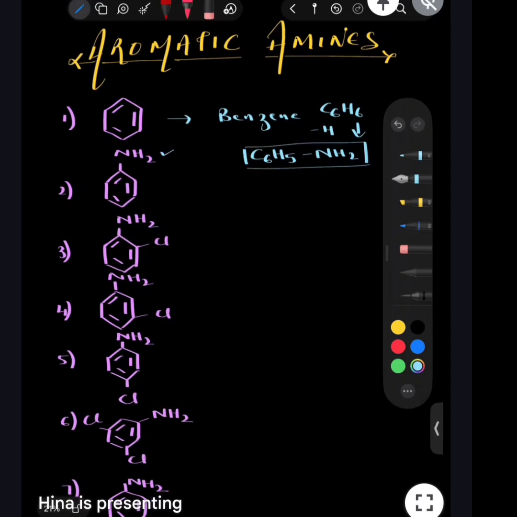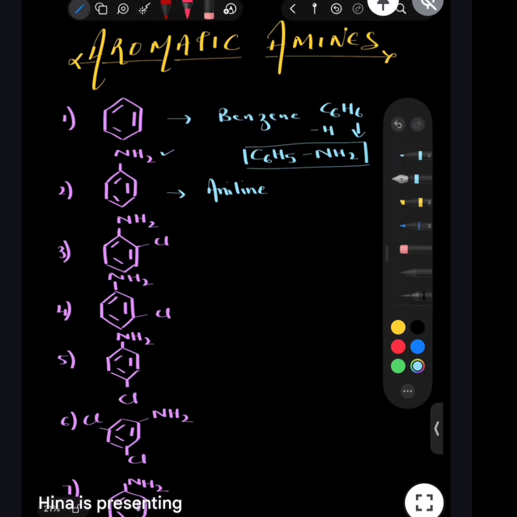So this is aniline. In the aromatic amines, you get to see the benzene ring is attached with the NH2 group, and it has to be directly bonded with the benzene ring.